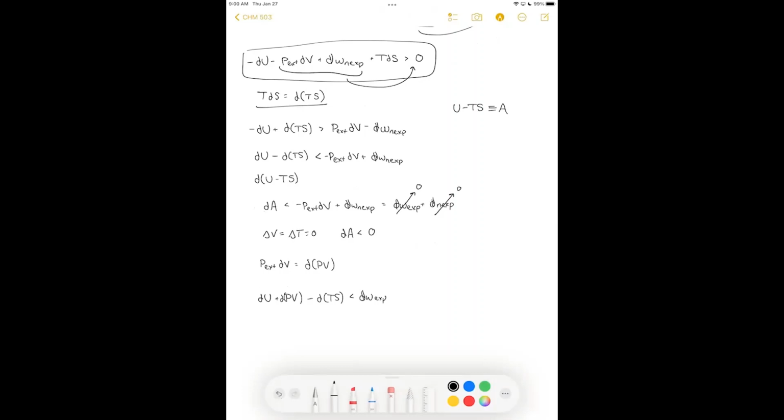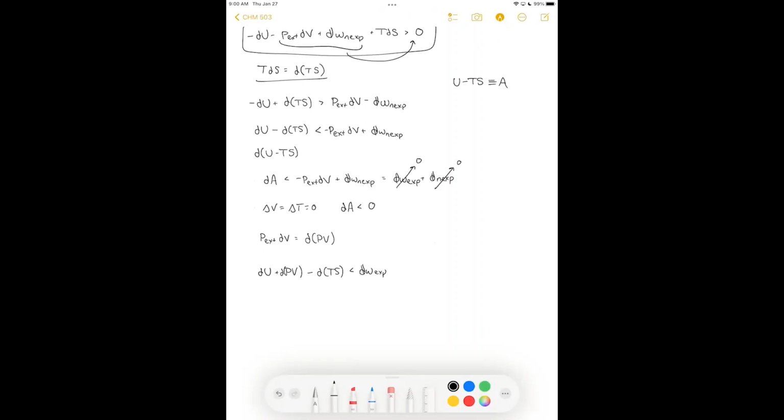And all I did is enforce the condition that P was constant into this equation up here to derive this one down here. We can then group these things together and say, well, now we have dU plus PdV minus TdS is less than the non-expansion work. And what is that? Well, U plus PV is H, so now we have a new state function where U plus PV minus TS is equal to H minus TS, and you're familiar with this. This is our Gibbs free energy.